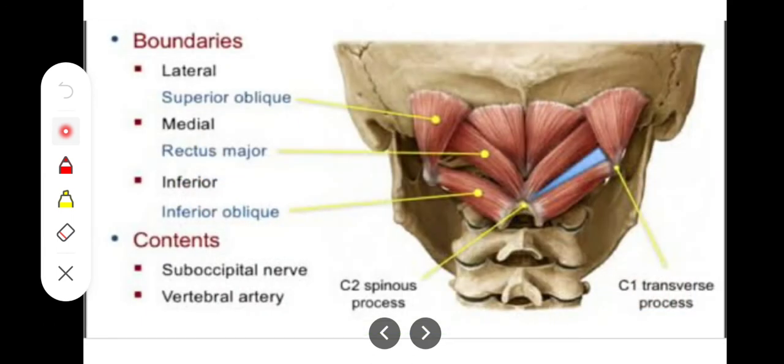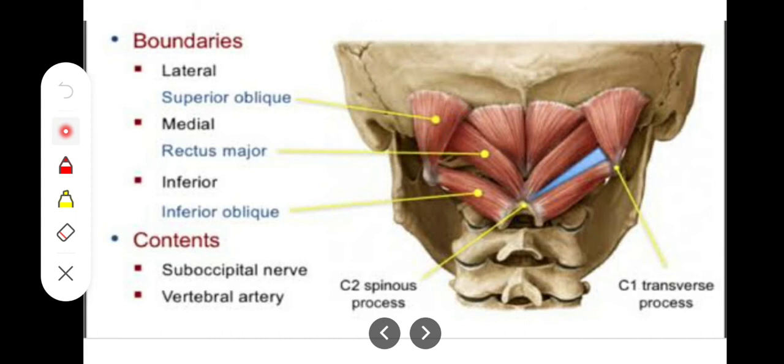It has a superolateral boundary, a supromedial boundary, and an inferior boundary. So let's have a look at its supromedial boundary. It will be bounded by the rectus capitis posterior major and some contribution from the rectus capitis posterior minor muscles. Rectus capitis muscles attach to the base of the skull. So rectus capitis posterior major and rectus capitis posterior minor are forming its supromedial boundary.